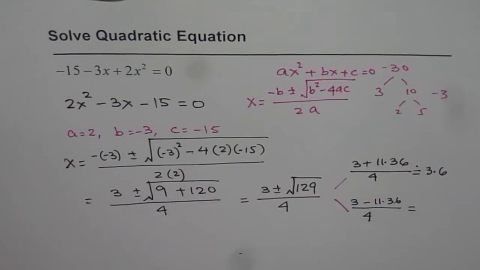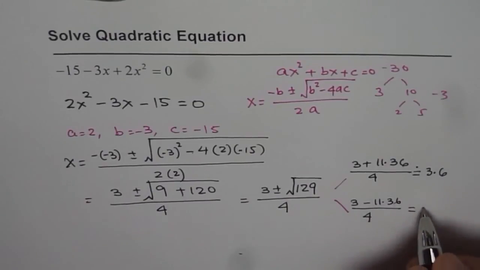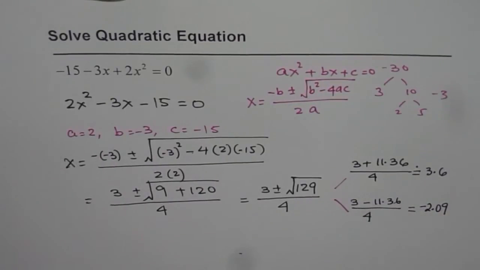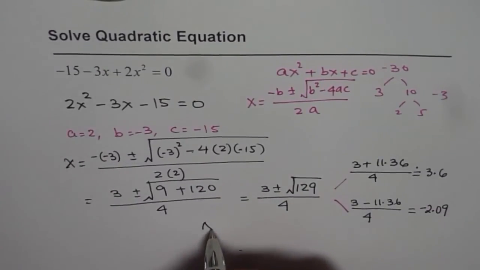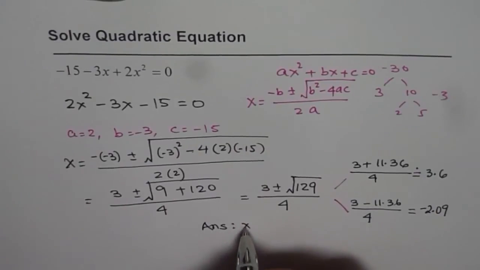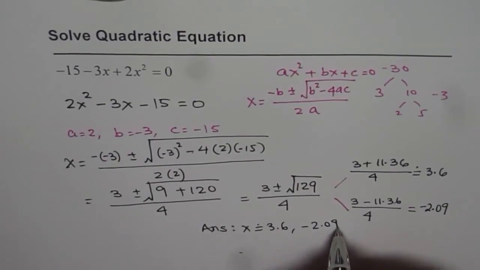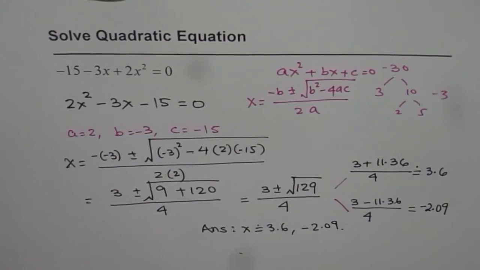Now in this case it is 3 minus 11.36 divided by 4 equals to minus 2.09. Minus 2.09. That's rounded to 0.9. So I'll use minus 2.09. Okay. So let that be the solution for the given equation. Now we can write down the answer as approximately x is equals to 3.6 or minus 2.09. Okay. So that's the solution for the given equation. Thank you.